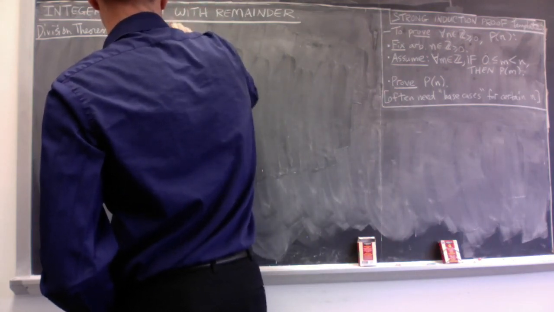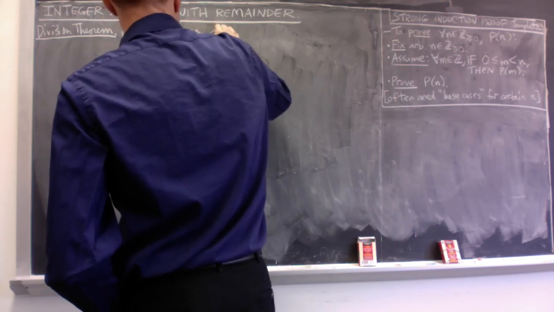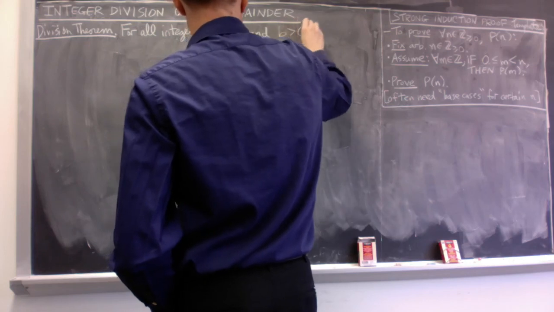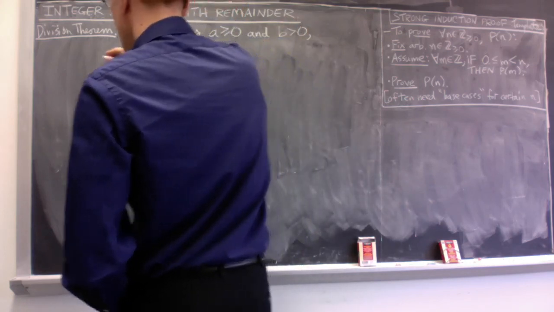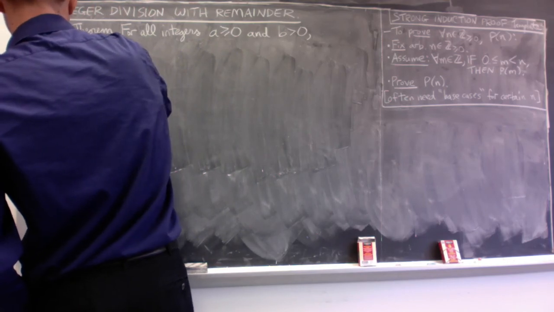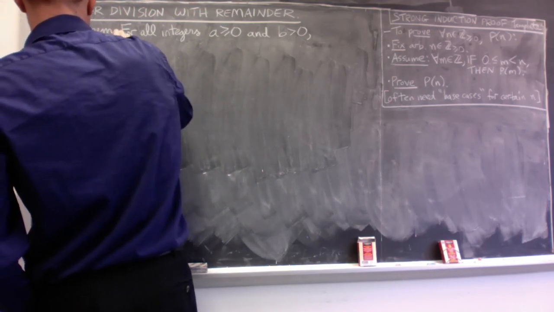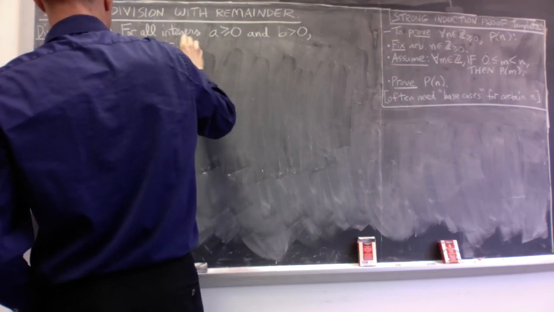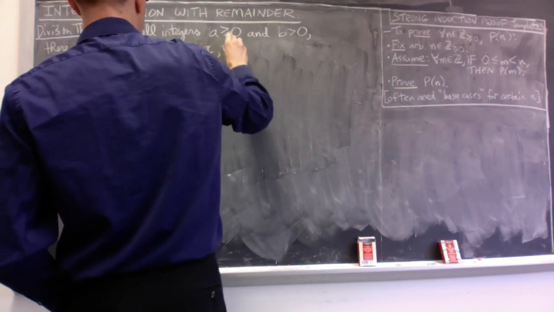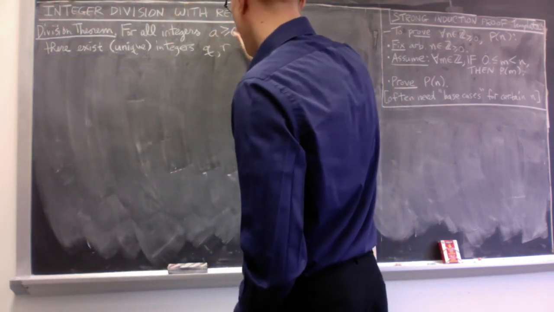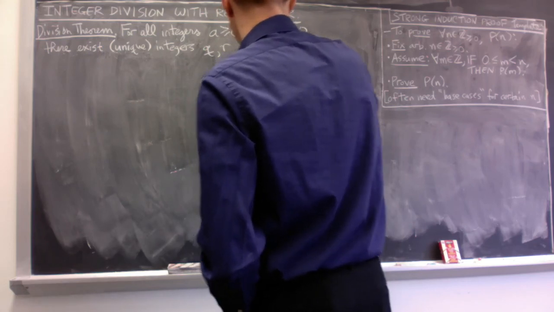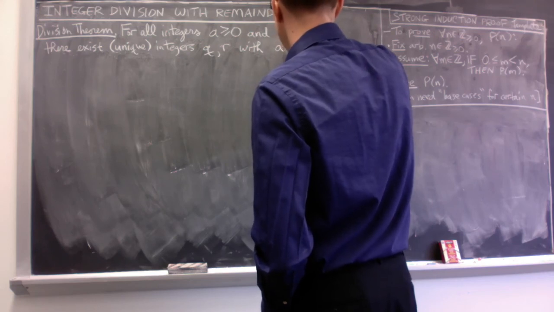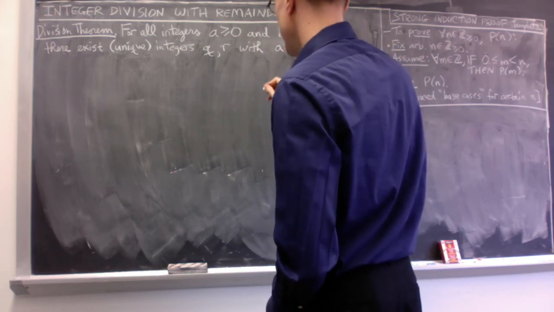So let's say it like this. For all integers a greater than or equal to 0, and b strictly greater than 0, there exist unique integers q and r, q for quotient, r for remainder, such that a equals b times q plus r, first of all.